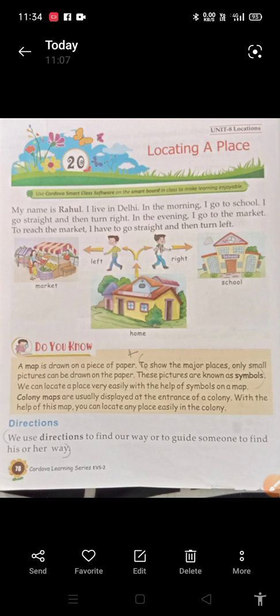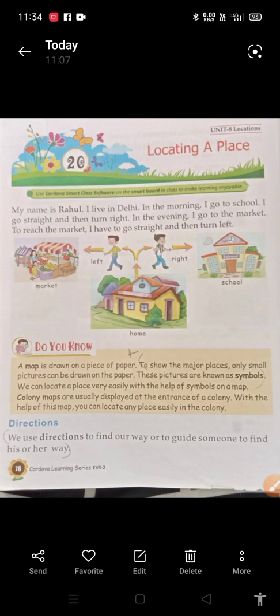My name is Rahul. I live in Delhi. In the morning I go to school. I go straight and then turn right. In the evening I go to the market. To reach the market I have to go straight and then turn left.